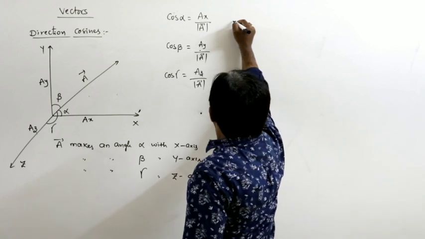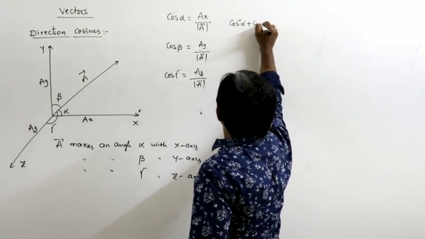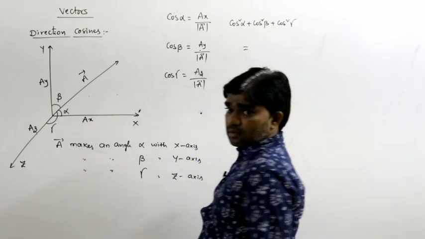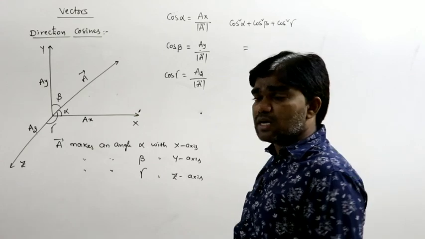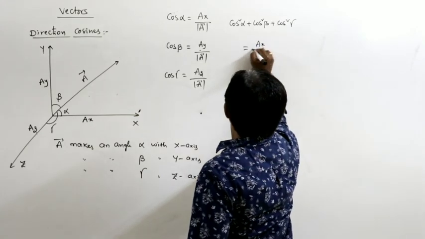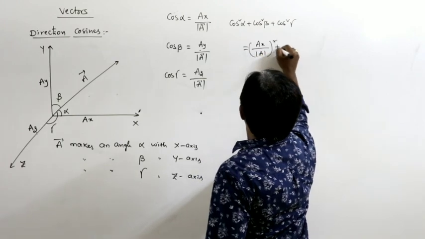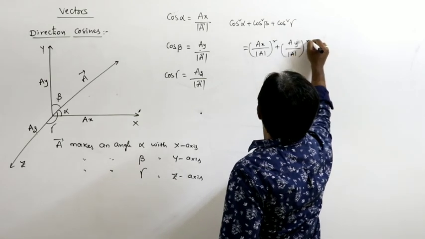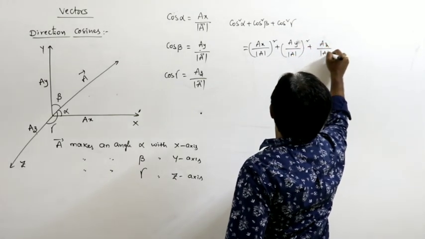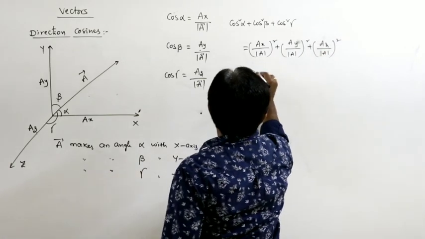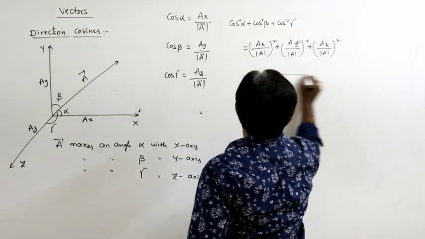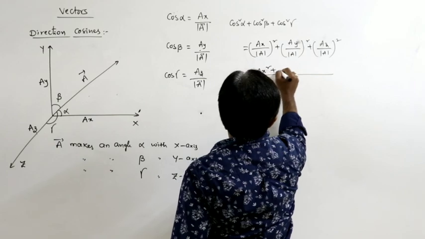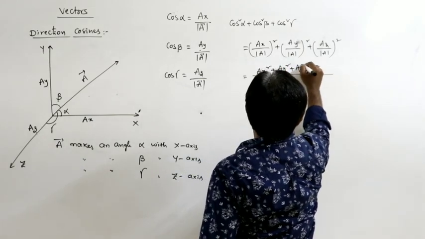Next, I am writing here cos square alpha plus cos square beta plus cos square gamma, that is equal to Ax by modulus of A whole square plus Ay by modulus of A whole square plus Az by modulus of A whole square. So from this, the denominator is the same, modulus of A square. So this can be written as Ax square plus Ay square plus Az square.